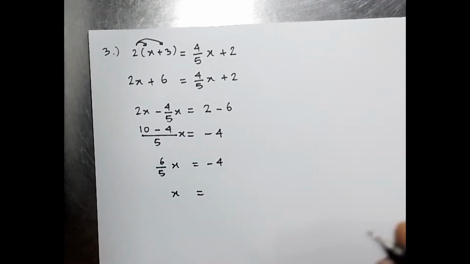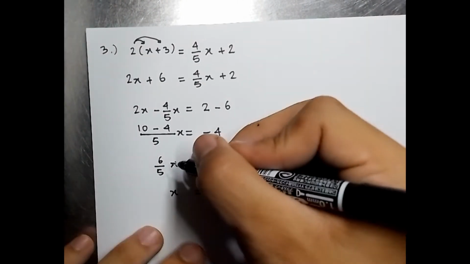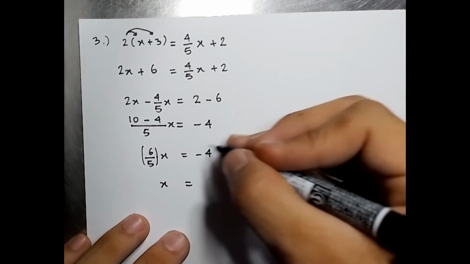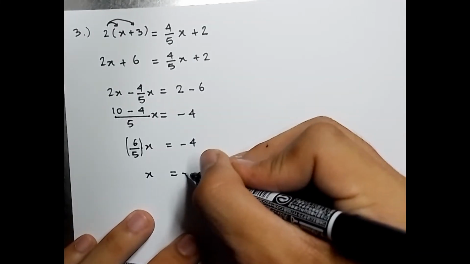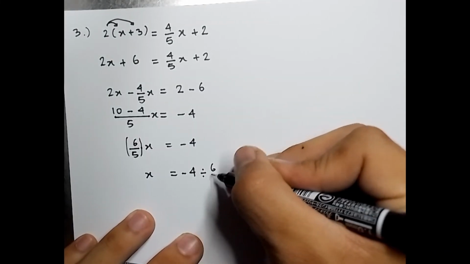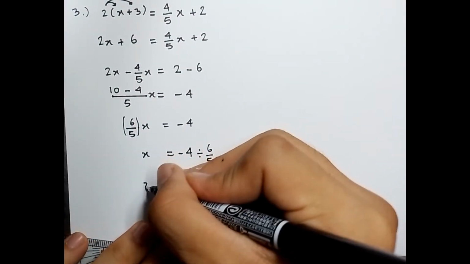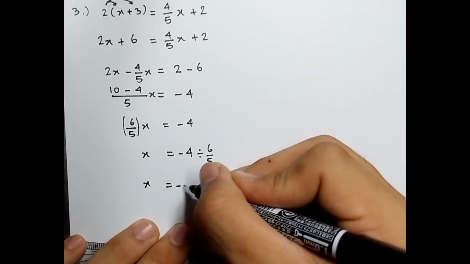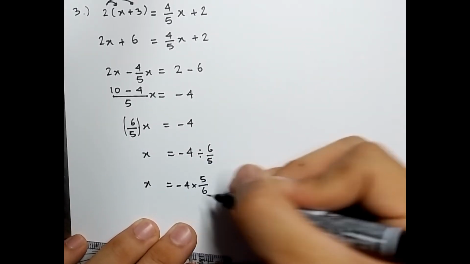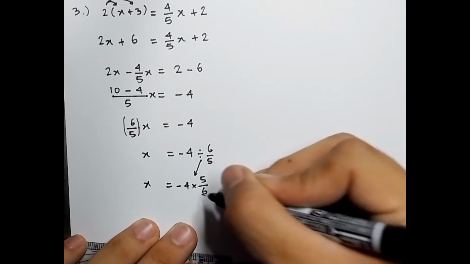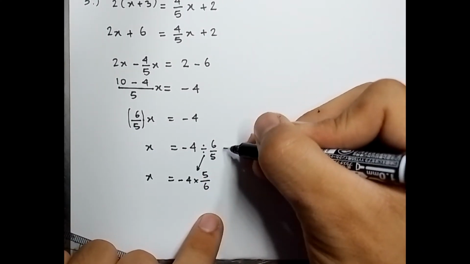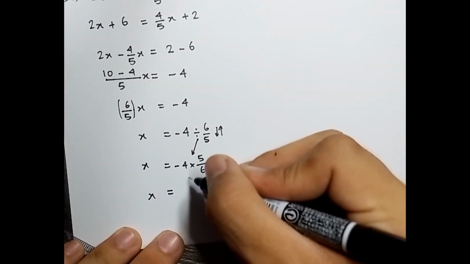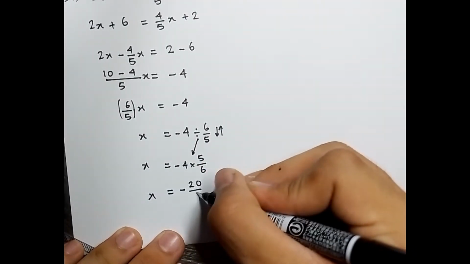X is equal to, did you notice that here we don't have the sign of multiplication, but it still means multiplication, okay? So throw it to the right side, we got negative 4 divided by 6 over 5. Reverse that, multiplication to division. Reverse it to 5 over 6. And here you see that divided, change it to multiply. Reverse this one, then x is equal to negative 20 over 6.